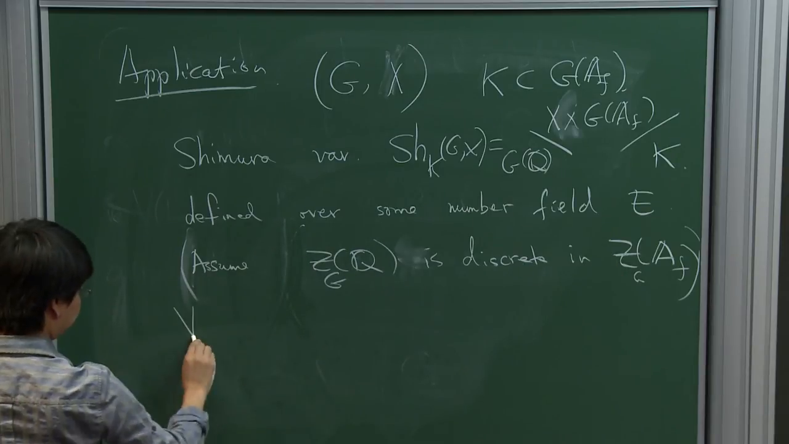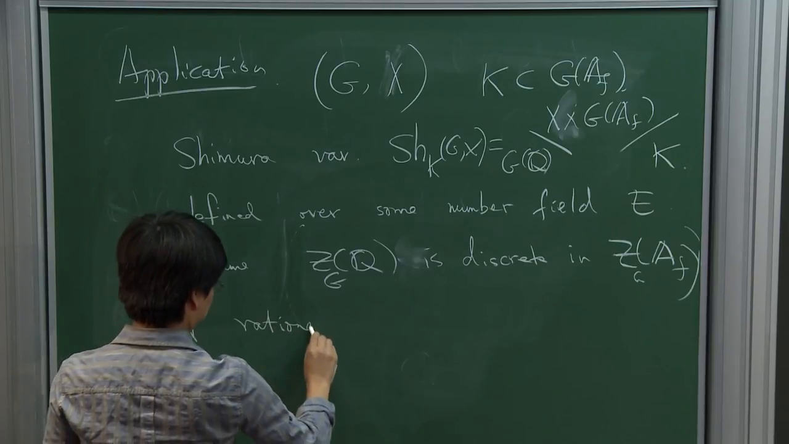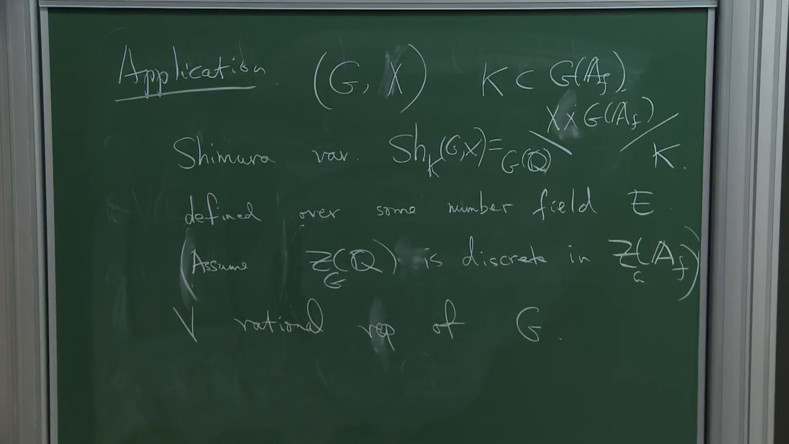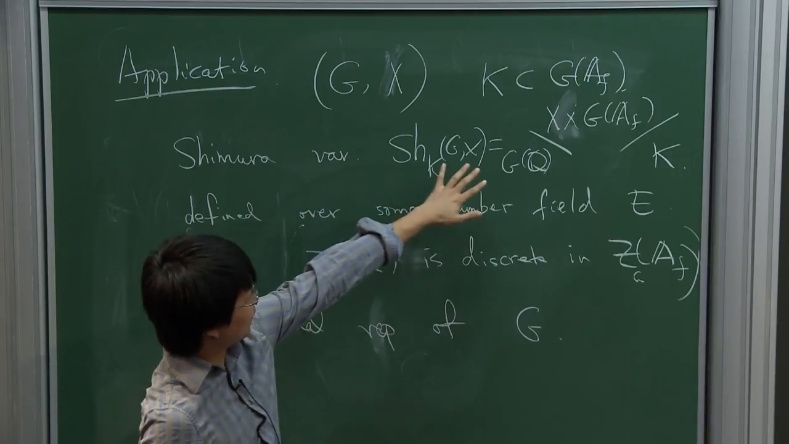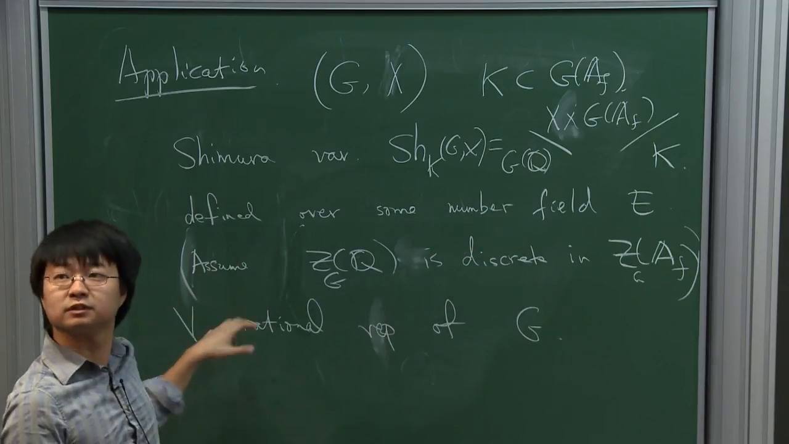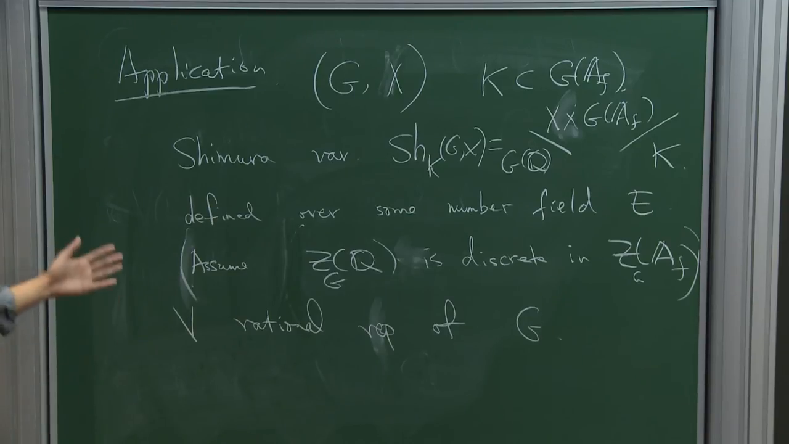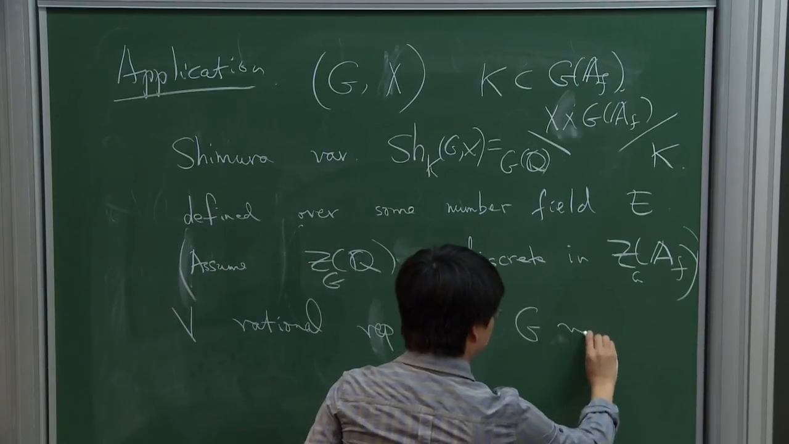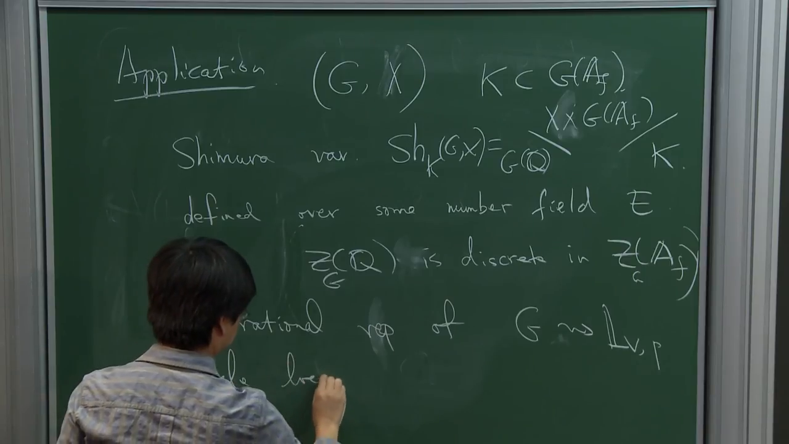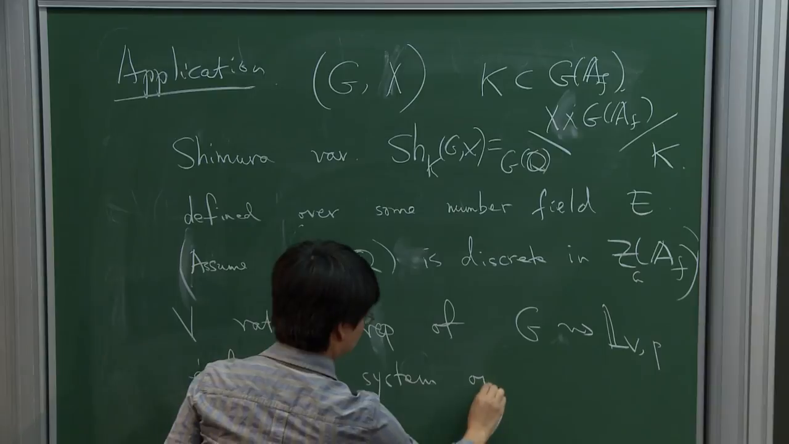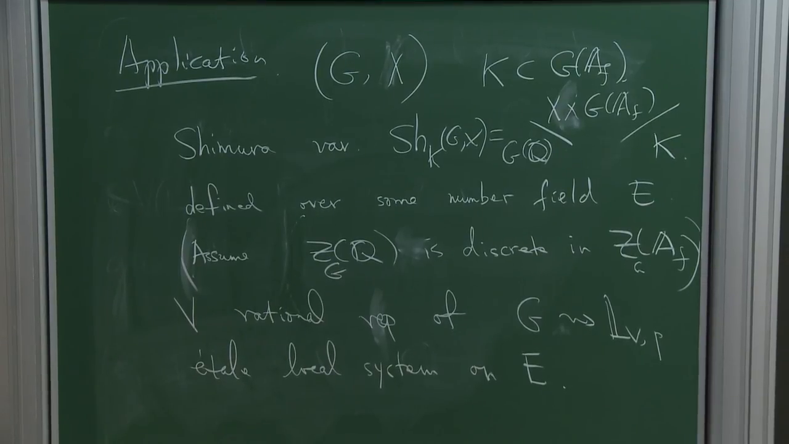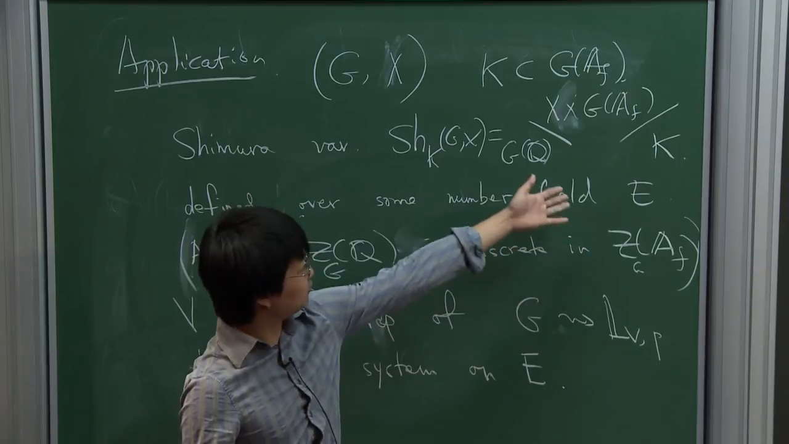Suppose V is a rational representation of G. Then I get a Betti local system on this complex variety, just by the associated construction, because G_Q acts on this vector space. And in fact, the theory tells you that what you get is an étale local system on E. For each p, you get a p-adic étale local system. A priori it is defined over C, but it descends.